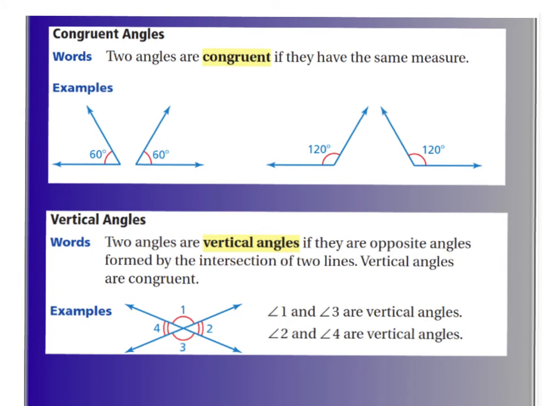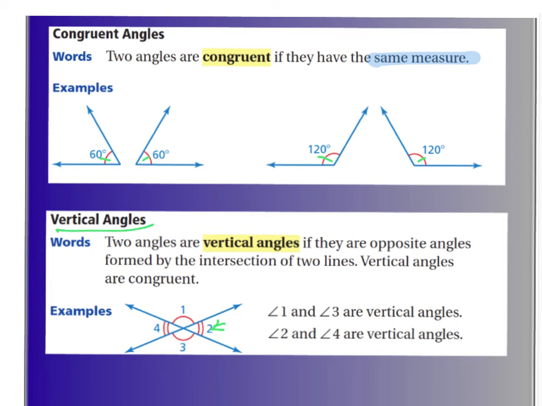So then we're going to go on to the next couple of examples. We have two angles are congruent if they have the same measure. And you should be able to tell if they have the same measure or not. They also use these little lines to help show you that they're congruent. Sometimes they have two lines, like right here they have two lines. Which brings us down to the next one, vertical angles.